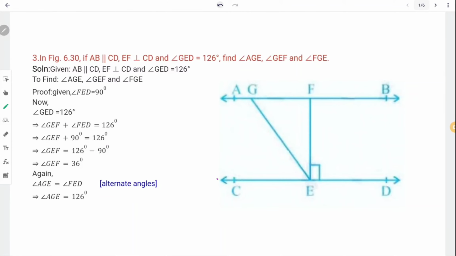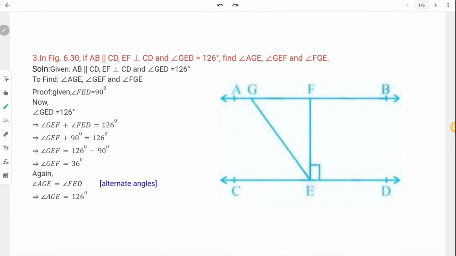Okay, continuing with 6.2, question number 3. So you can see in the figure they've given us that this line AB is parallel to CD. Also, they've given us an angle GED. So GED, which means this whole angle is 126 degrees.